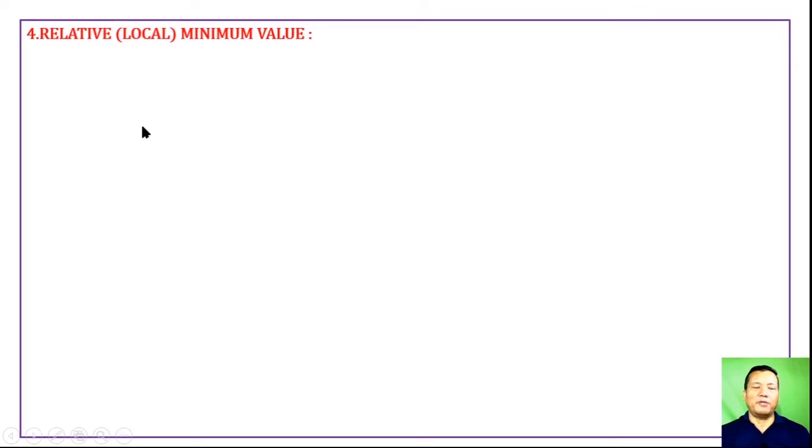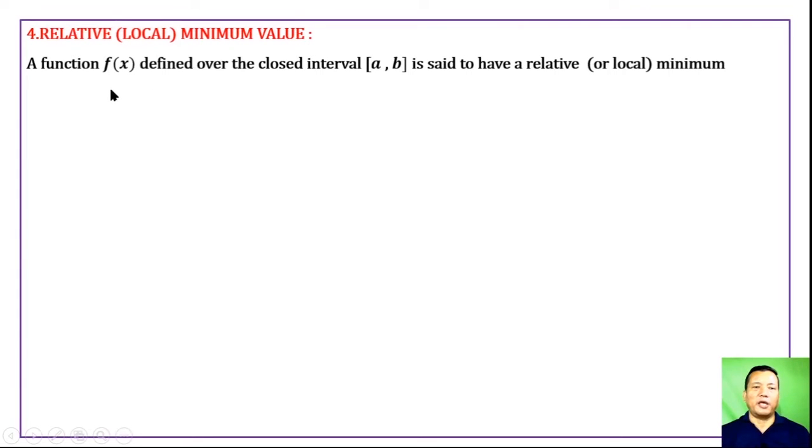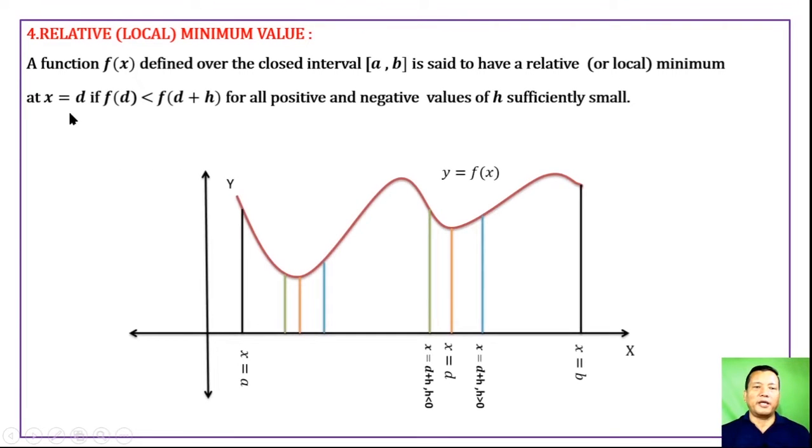Relative or local minimum value. A function f defined over the closed interval [a, b] is said to have a relative or local minimum at x equal to d, if f of d is less than f of d plus a for all positive and negative values of a sufficiently small. Now the diagram.